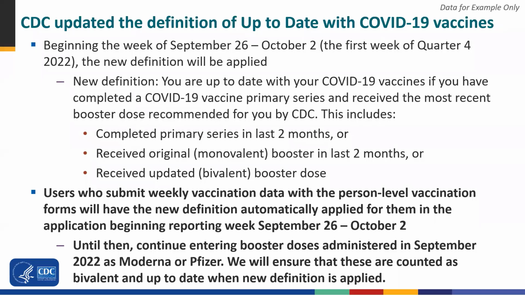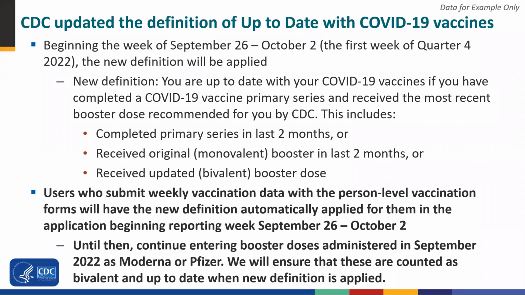So as many of you saw, CDC's definition of up-to-date has recently been updated, but as a reminder, for NHSN, for surveillance purposes, because we need a stable definition over time, we only update the NHSN definition once a quarter. So the next quarter will be the week of September 26th through October 2nd. That's the first week of quarter 4, 2022. So that's when we'll apply the new definition that you see here.